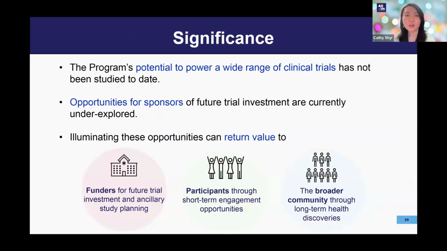So the All of Us research program's potential to support a wide range of clinical studies like NPH has not been studied to date. And so opportunities for sponsors of future trial investment are also currently underexplored. Really illuminating and characterizing these opportunities in the landscape can return value to a number of stakeholders, including funders for future trial investment and ancillary study planning, participants through short-term engagement opportunities to participate in studies like NPH, and more generally, the broader community through long-term health discoveries.